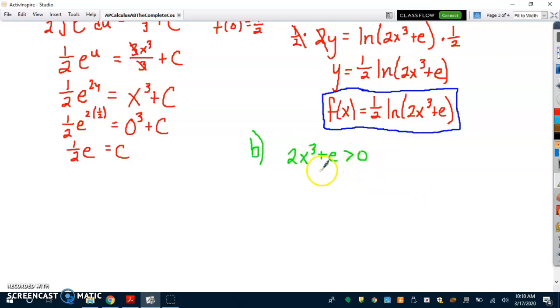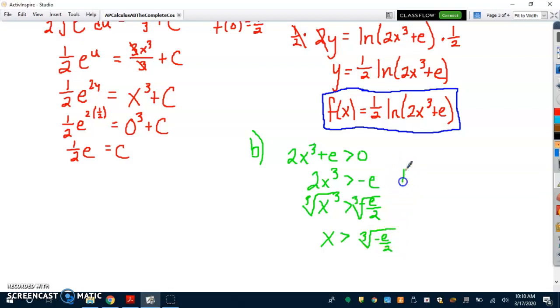All right? Well, subtract e from both sides, so you get 2x cubed is greater than negative e. Then divide both sides by 2, so you get x cubed is greater than negative e over 2. And then, of course, you're going to need to take the cubed root. I'll go ahead and write that here. We've got to take the cubed root of both sides. So x is greater than the cubed root of negative e over 2. That would be my domain for this function.